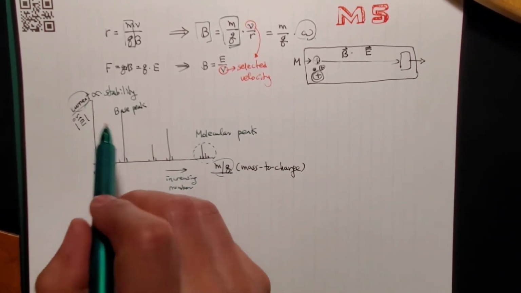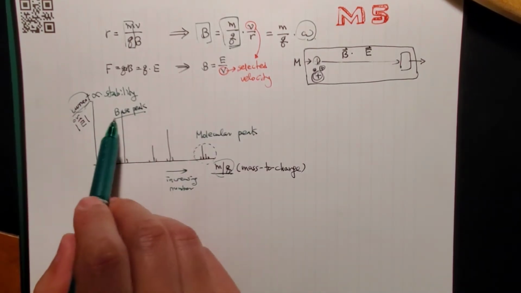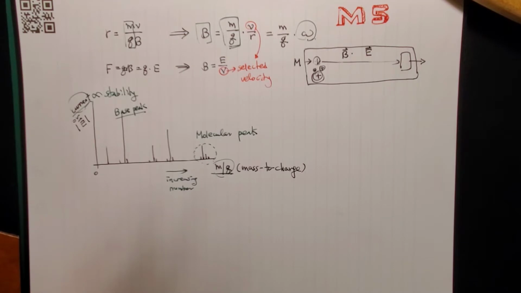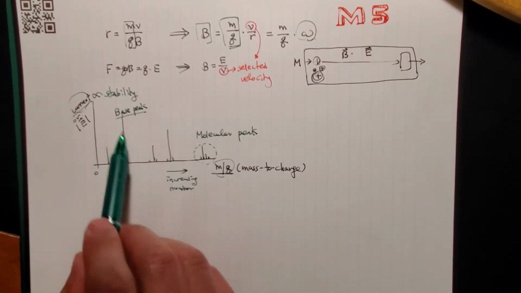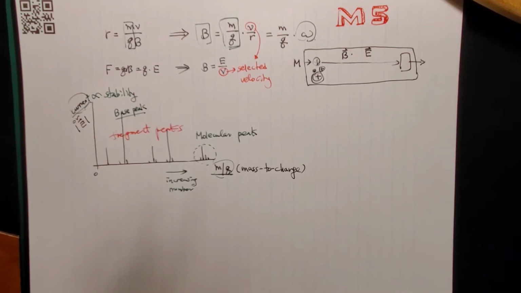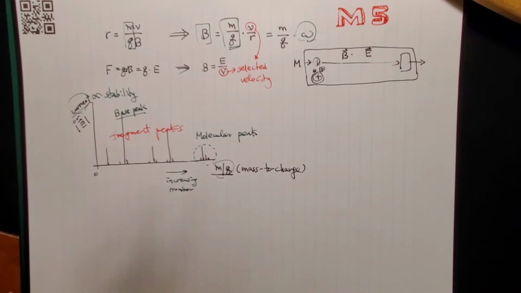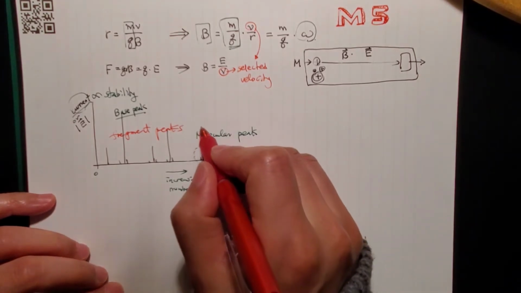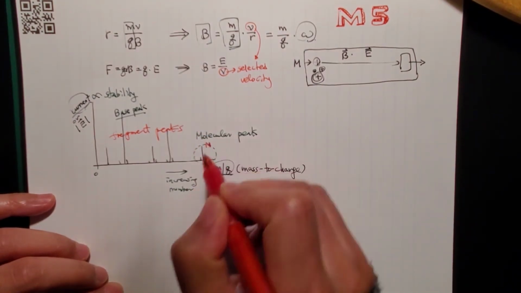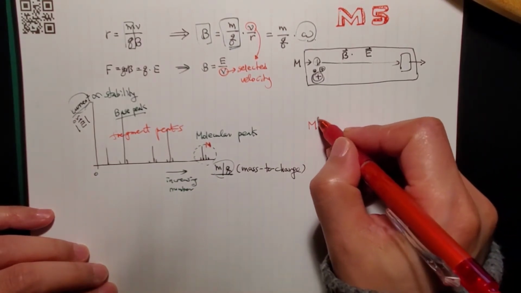Then you find the biggest, tallest peak. That's the base peak, meaning the most stable ion. And there are some other peaks, including the base peak, except the molecular peak. We call them fragment peaks. So all of these are fragment peaks, and that's the molecular peak. And we are using the symbol M to represent the molecular peak. So M, or sometimes you see this.